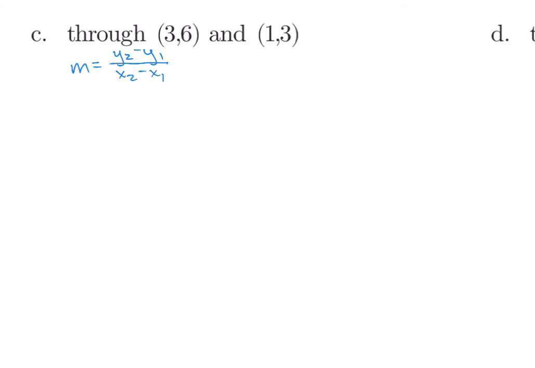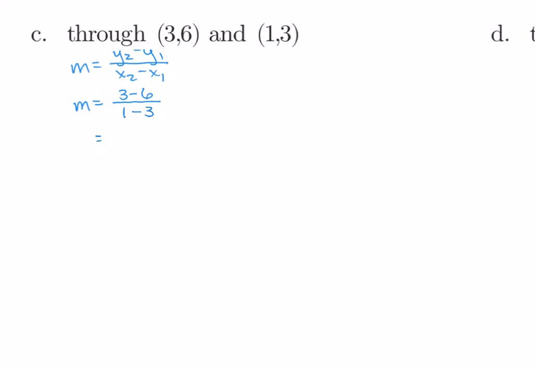We want to subtract our y coordinates over our x coordinates. So if we do this, I'm going to do 3 minus 6, my y coordinates, over 1 minus 3. Remember that it doesn't matter which point you identify as x1, y1 or x2, y2. You can identify them however you want. And I'll talk about why that's important in just a minute.